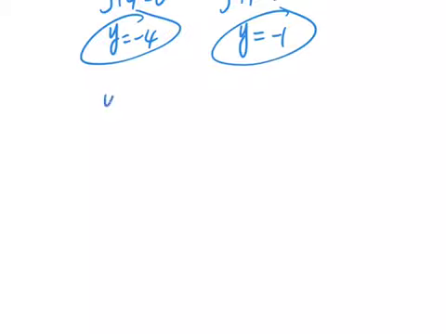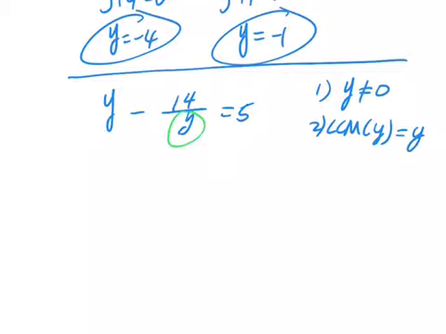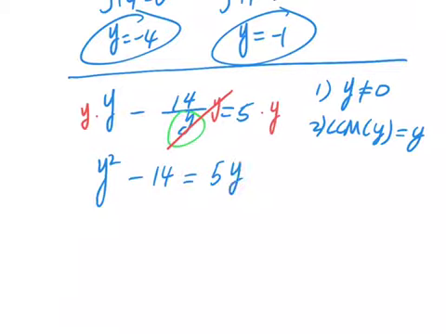So this one's very similar. Okay, same thing. We find the restriction, so y cannot be 0 because that's in the denominator, and then LCM, we only have one denominator, so the LCM is just y, and then let's times y to everything to clear my fraction. So it's gone. So I have y times y be y squared minus 14 equals 5y.